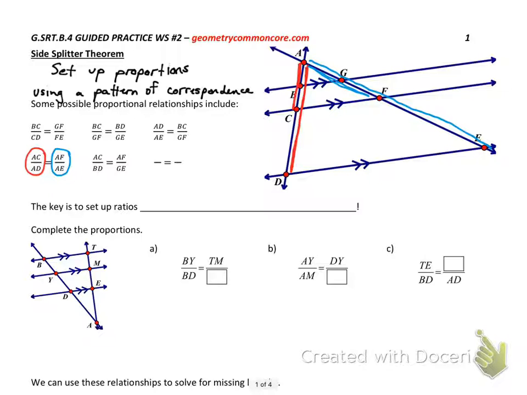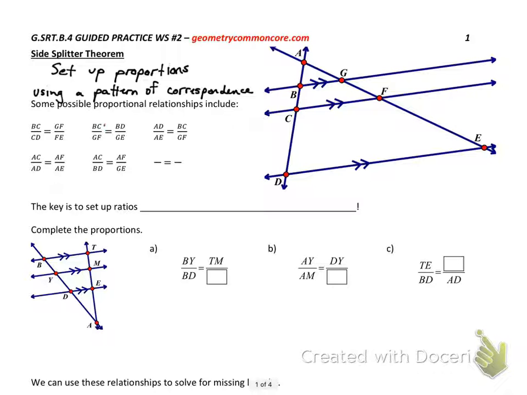Again, the pattern of correspondence is that we've got this segment over the large one. We're going from this intersection point to that second parallel line, and then the entire segment is the same as the corresponding parts on the other transversal. So the intersection down to the second parallel line, and the intersection all the way down to the very bottom. It's worth seeing all these different examples so that we can see all the different possibilities.